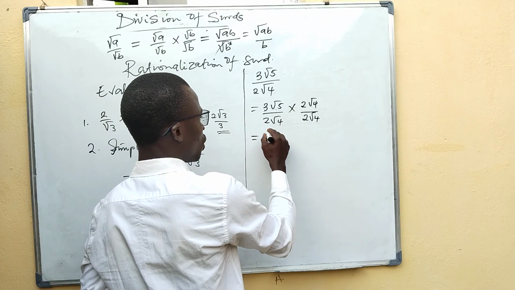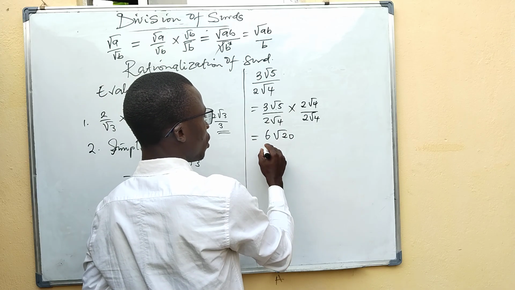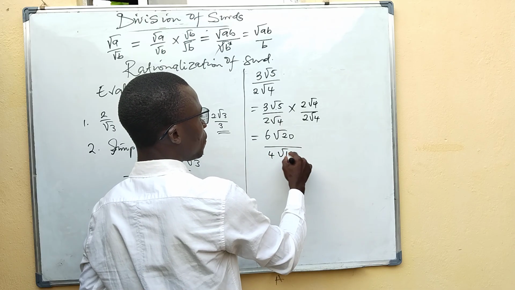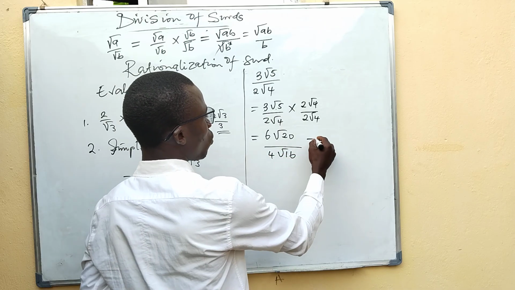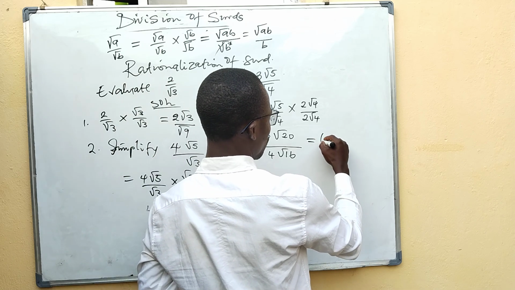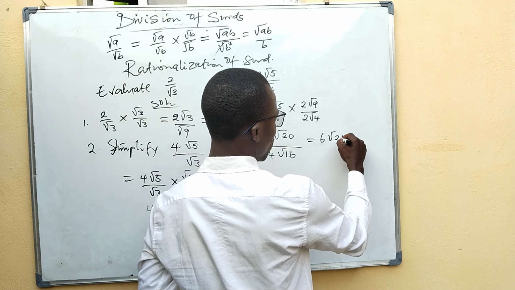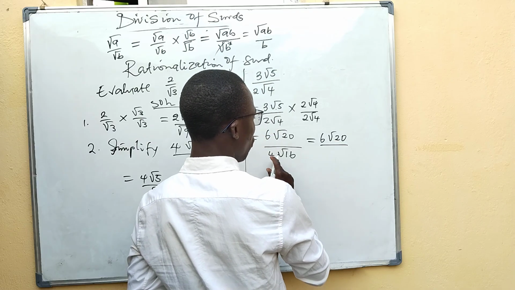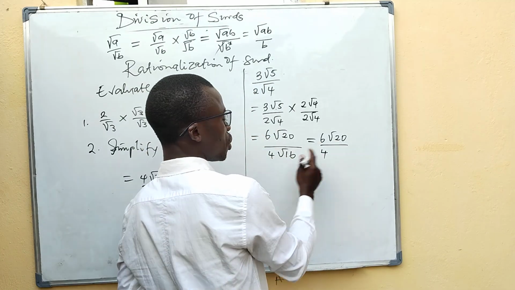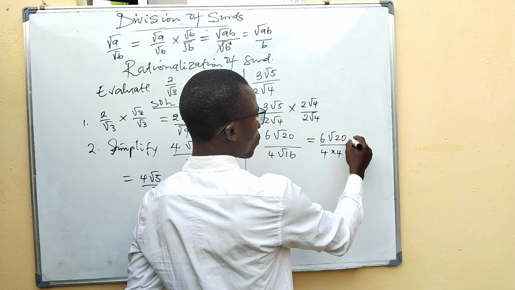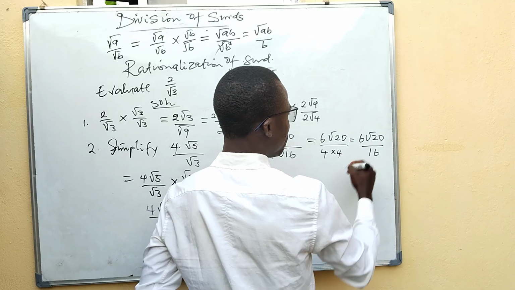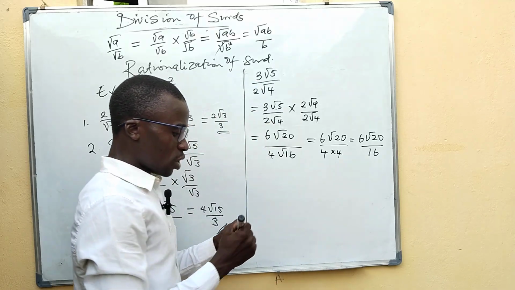This times this is 6 root 20 all over... this times this is 4 root 16. Okay. So what do we do? This will give us 6 root 20 all over 4 root 16. The square root of 16 is 4, and 4 times 4 will give us 6 root 20 all over 16.